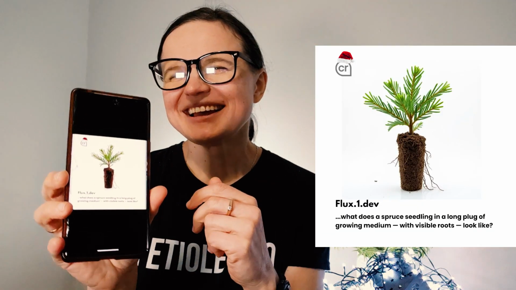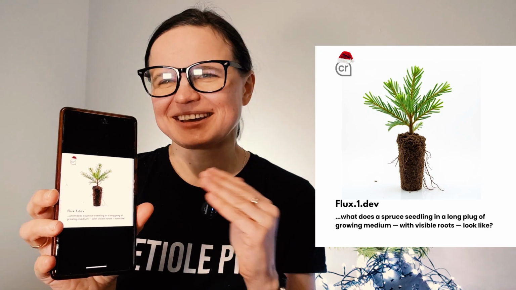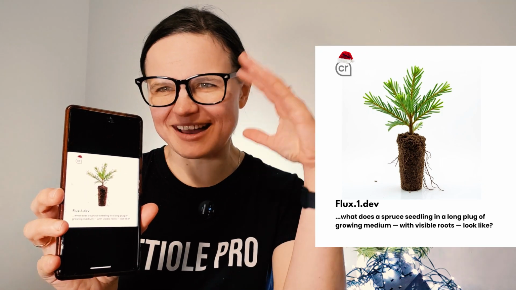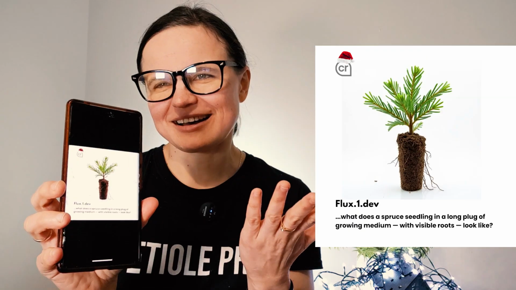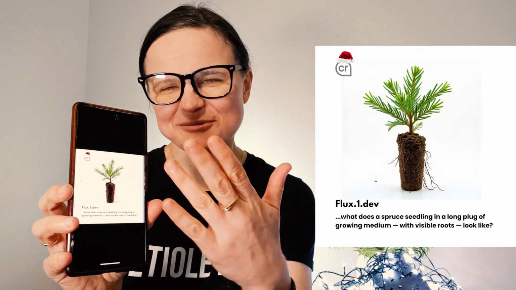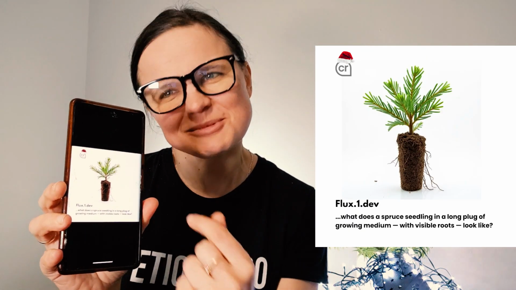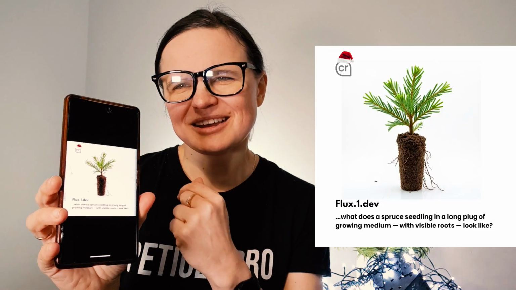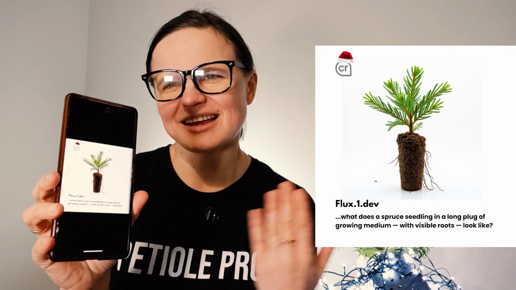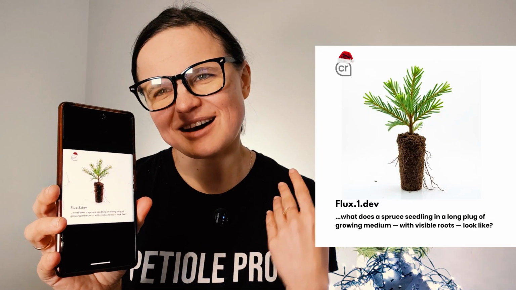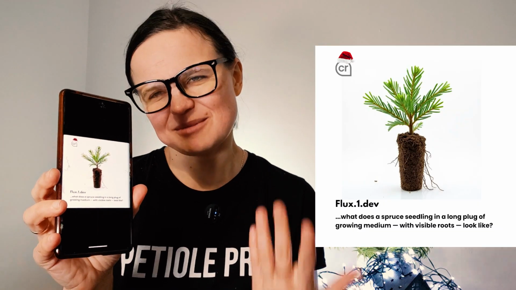I think it looks pretty okay in terms of, we have the higher part, which is quite a proper size. We have good plug demonstration. We have even some roots. At the same time, it looks artificial, and it's not how realistic imagery looks.